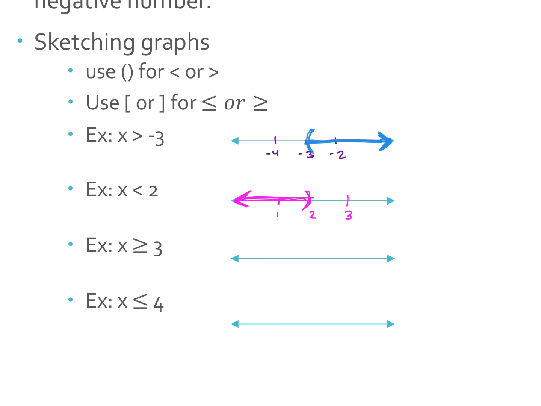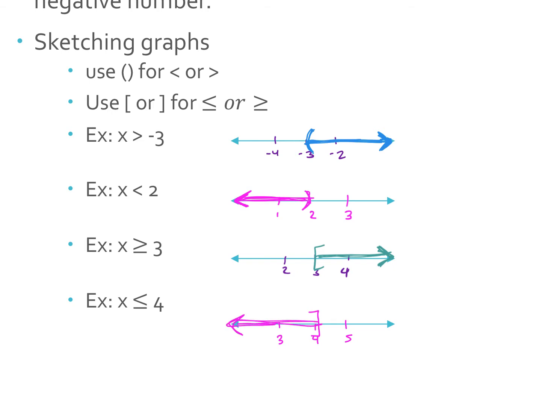Then comes x is greater than or equal to 3. So I do 2, 3, 4. This time it gets a bracket because it's got the or equal to. Greater than points to the right. And the last one, x is less than or equal to 4. It would be 3, 4, 5, and a bracket and point to the left.